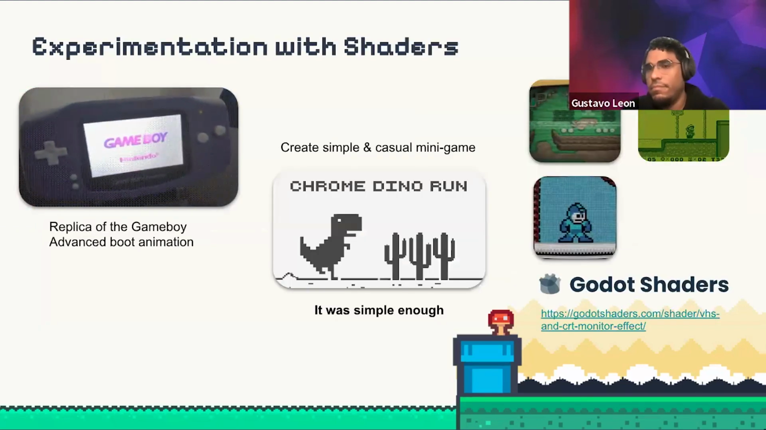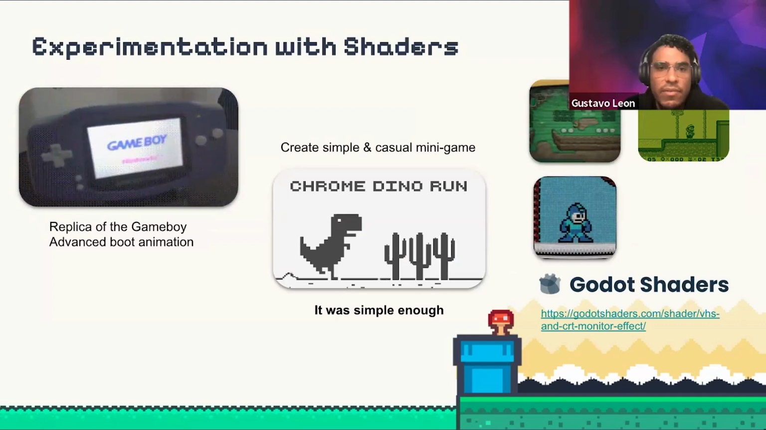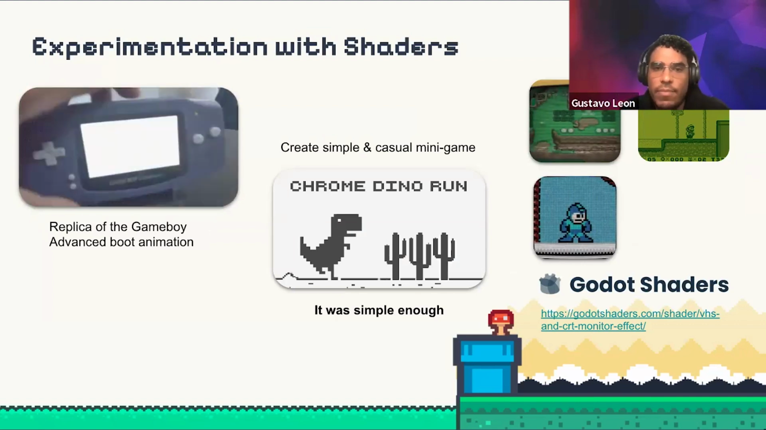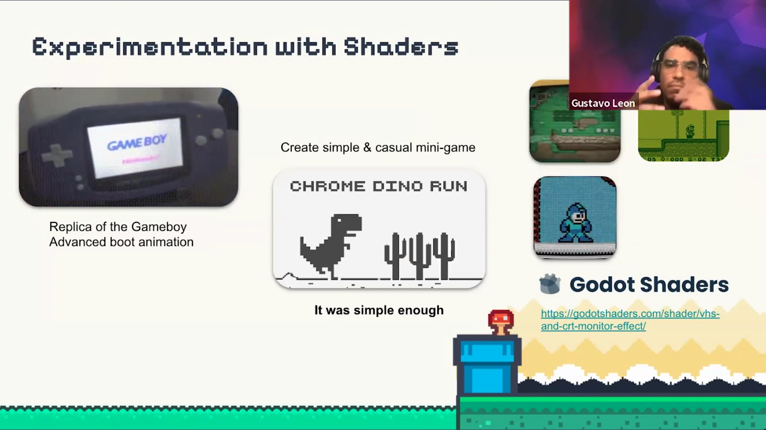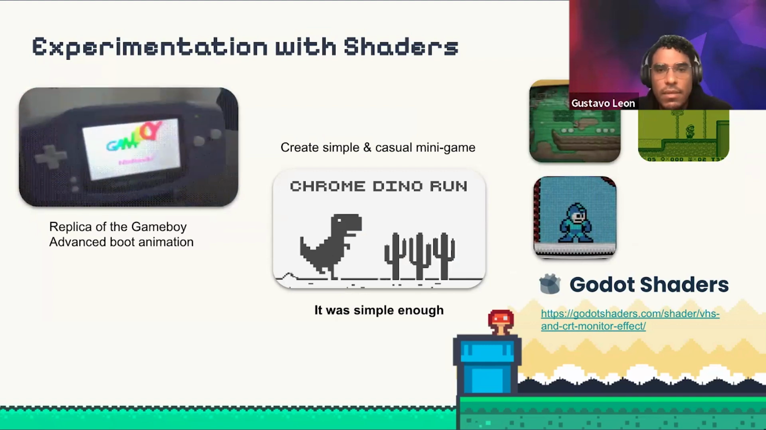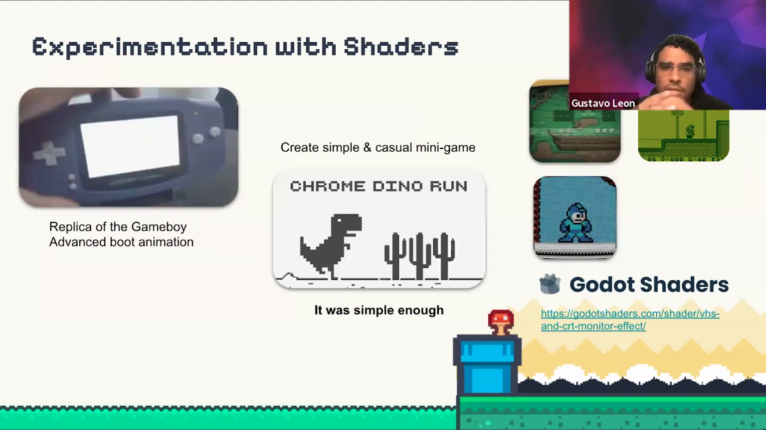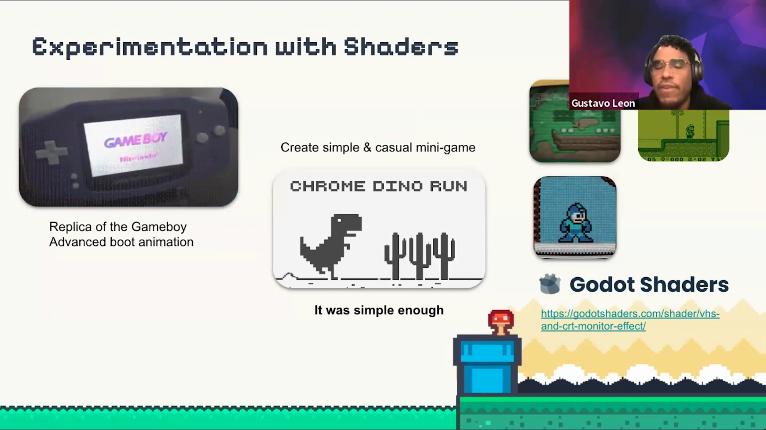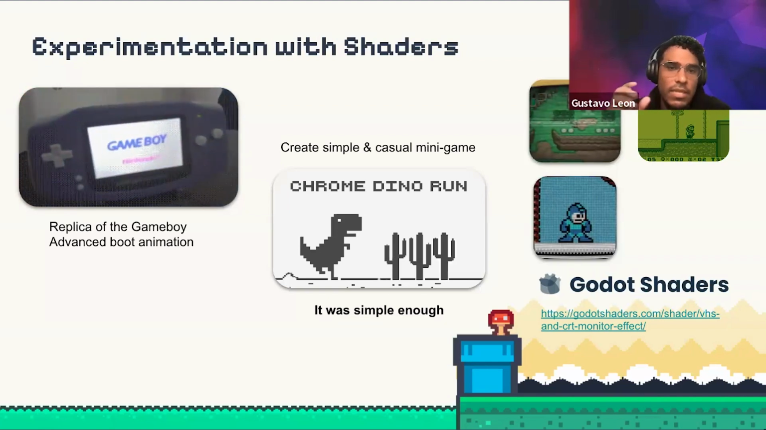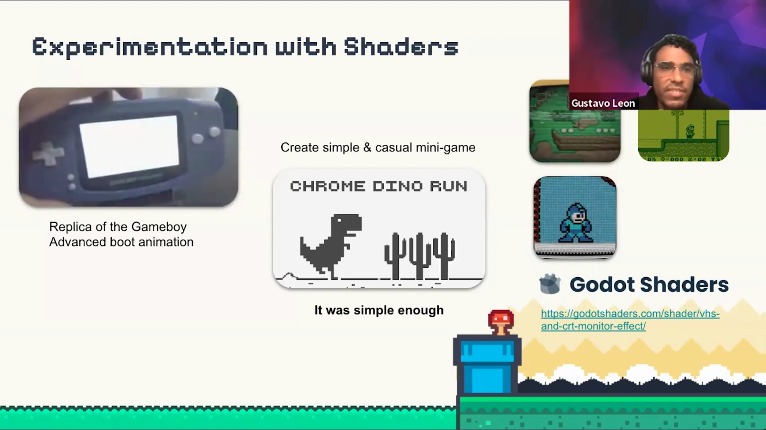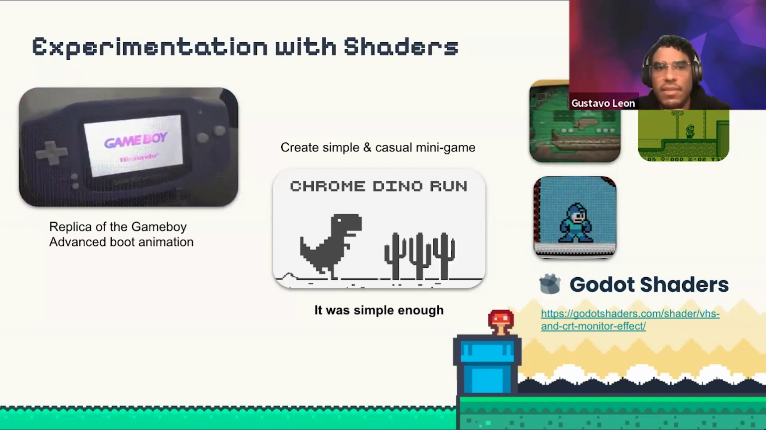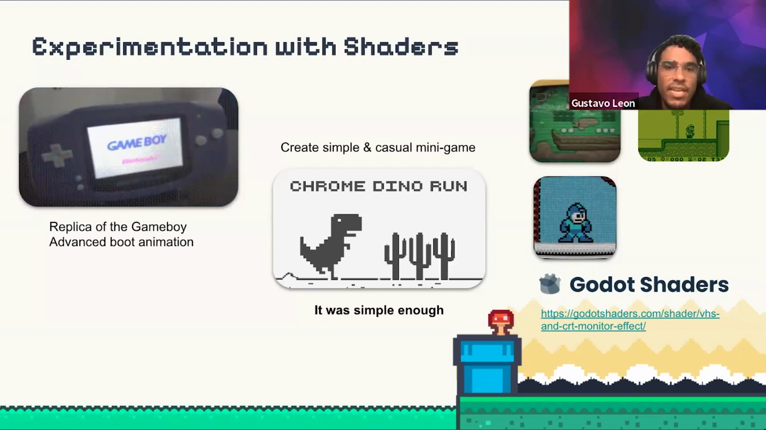The first thing I started creating was a replica of the boot animation of the Game Boy Advance, the handheld console, while playing around with the animation editor, as I said. I was also experimenting with some screen shaders and found some really cool ones that simulate that CRT monitor or old TV effect, like the VCR we had in the 90s. You can check it out here. There's a link also in the link below.